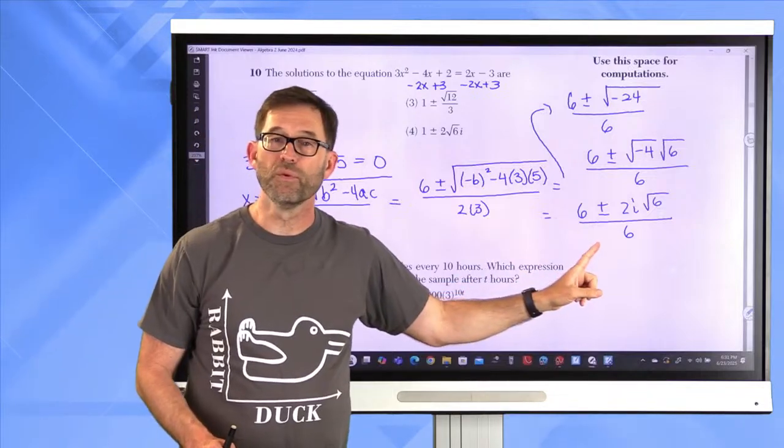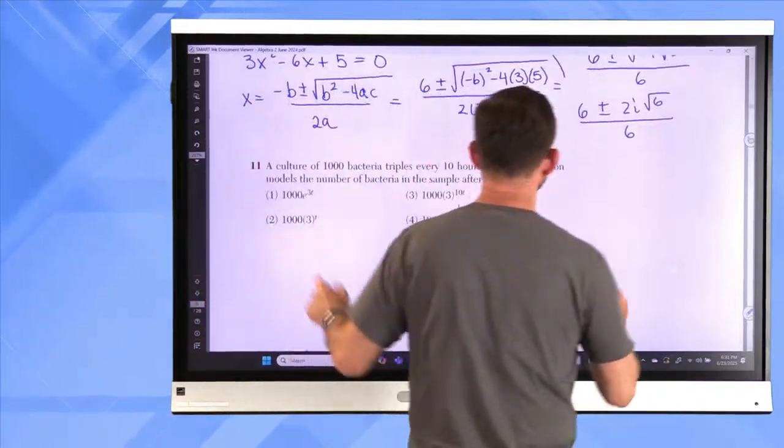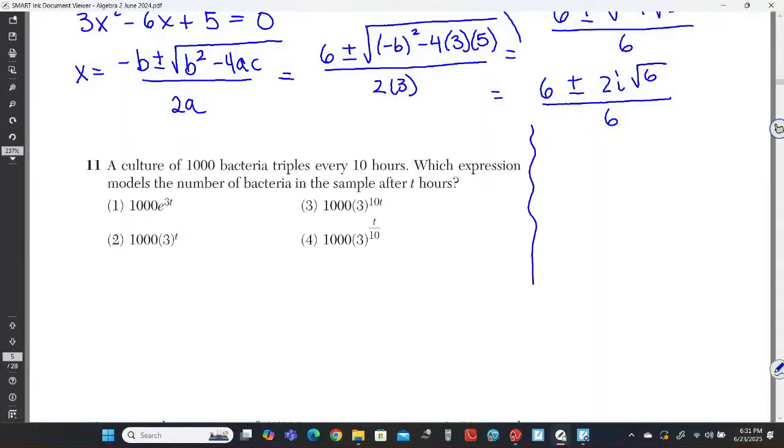So what I'm going to do now is take this thing and use up some space reserved for number 11, and rewrite it as 6 divided by 6 plus or minus, and then I'm going to move that i, actually, maybe I'll move it all the way out here, right? These can simplify, dividing to give me a 3. This can simplify just to give me a 1. And that's going to be 1 plus or minus the square root of 6 over 3 i.